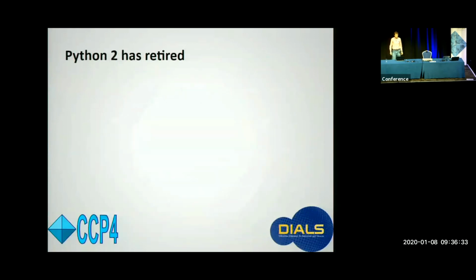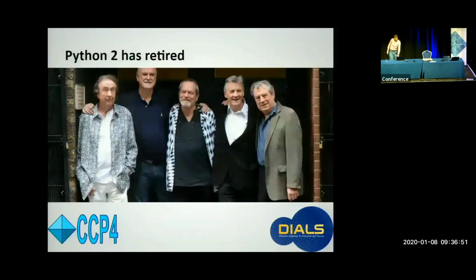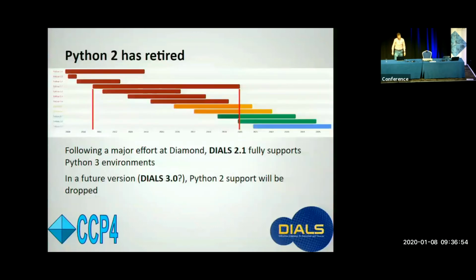Another issue is Python 2 has retired. It was the end of life of the Python 2 series at the beginning of this year, and Python has been a real stalwart and a very important program for lots of scientific software, but it's moving on and has now retired. I didn't mean that Python, but this Python, or maybe some of those other Pythons should have retired too. Following a major effort at Diamond, Dials 2.1 now fully supports Python 3 environments, and from the future version, probably called Dials 3, Python 2 support will gradually be dropped.